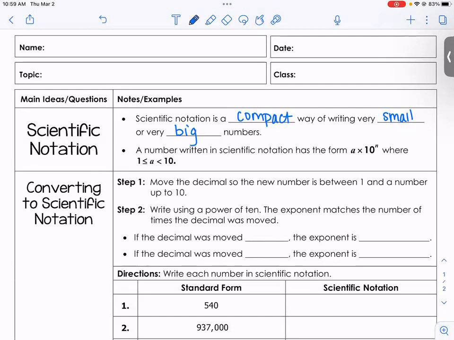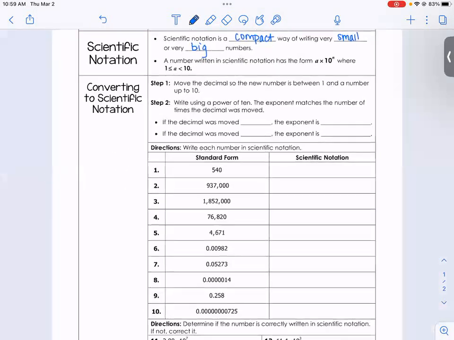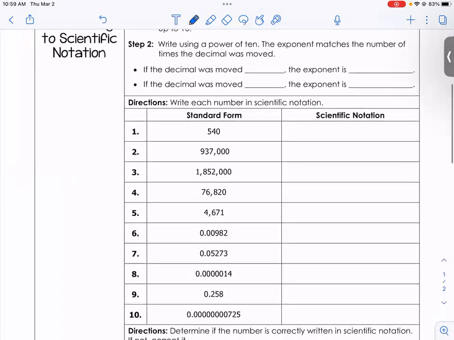Like, I want you to look at these numbers down here that we have in our examples. Look at this number right here at the very bottom. Do you see how obnoxious that is? Pretty obnoxious. So scientific notation is a way for us to write obnoxious numbers that are really small or really big in a way that doesn't take up as much room.